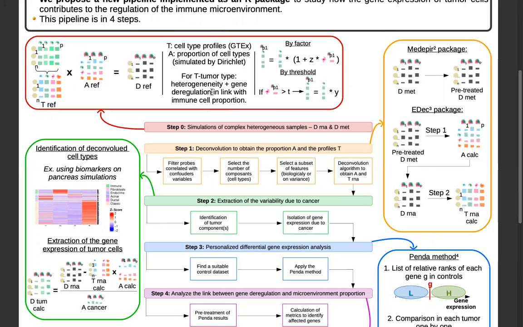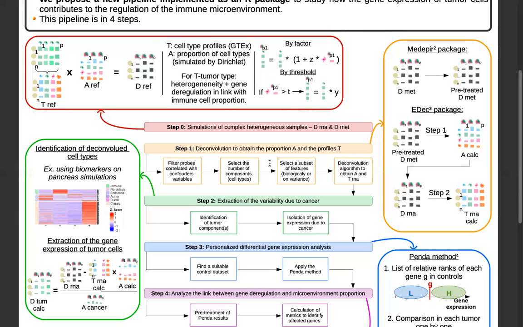gene deregulation depending of the immune cell proportion with these two methods. The first is by factor, so we directly link the proportion of immune cells with the gene expression. And the second is by threshold. So if the proportion of immune cells is more than a threshold, we apply a factor of the gene expression.